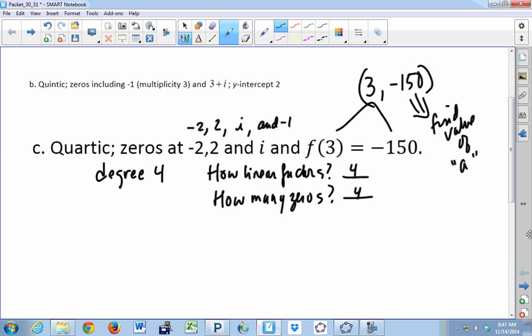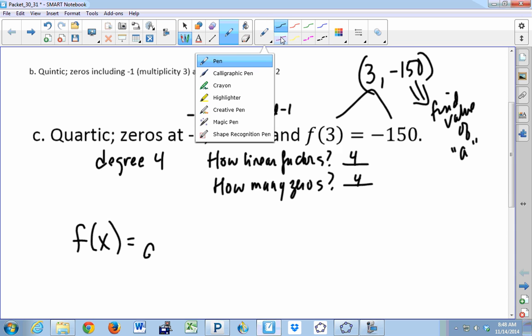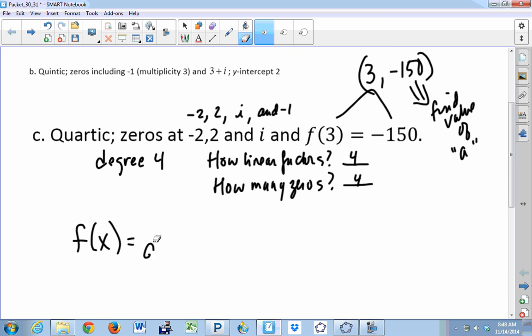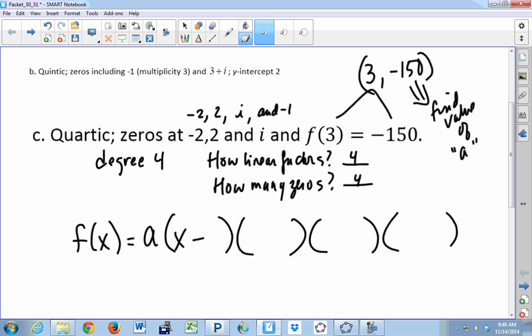So when I start this off, I do this type of thing. f(x) equals, I just write it generally, a, and we know it would be a sub 4 because the leading term would be 4th degree, but you don't have to put the subscript in. Then I put 4 sets of parentheses and write x minus, x minus, x minus, x minus. Now I know I have 4 spots to fill in. The first spot is going to be -2. I could pick any one of those numbers because this is all multiplication, so the order doesn't matter.